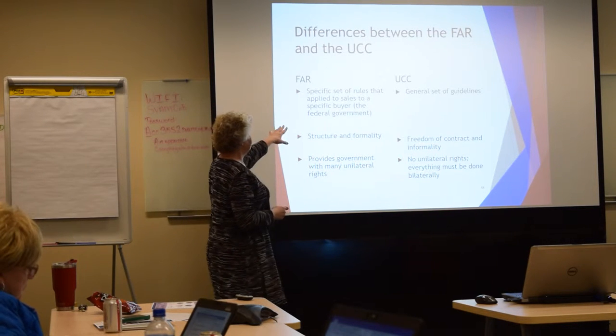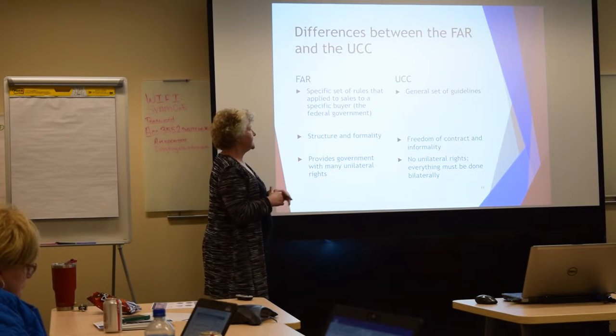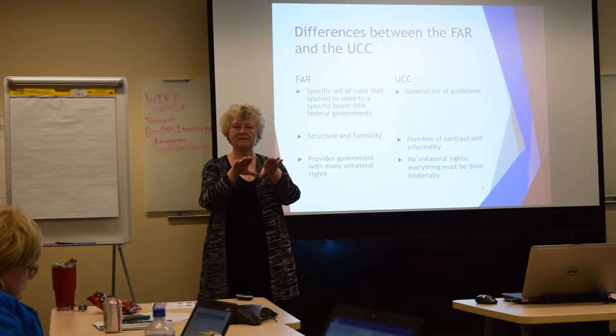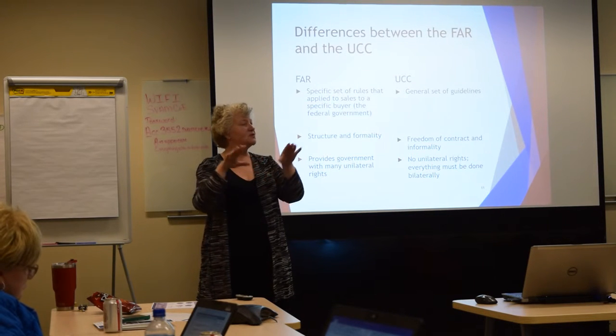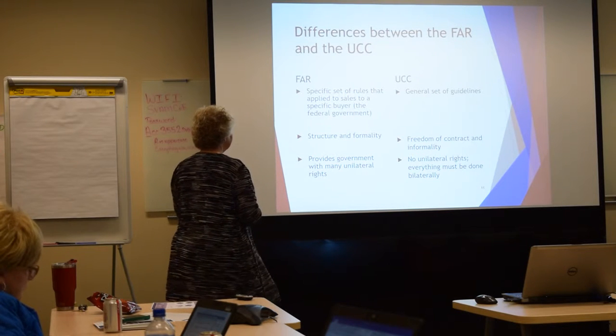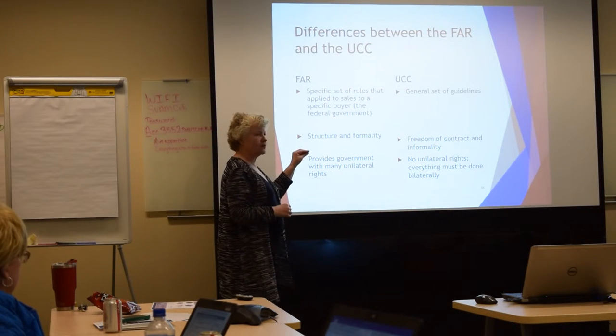So FAR is definitely biased towards the government. In the UCC, it's not biased towards the buyer or the seller. It protects both of them equally. But it's much more general. It's not as specific as the FAR. The FAR is very structured and formal.